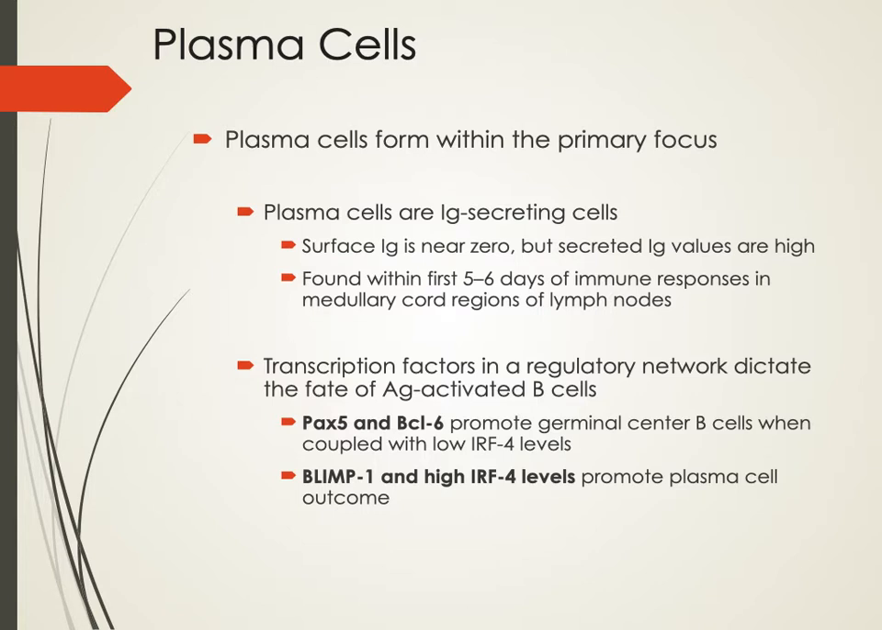There's a number of transcription factors that are going to regulate the production of plasma cells, so the fate of these antigen-activated B cells. So PAX5, BCL6, those would promote the germinal center B cells. BLIMP1 and also IRF4 promote the plasma cell outcome.